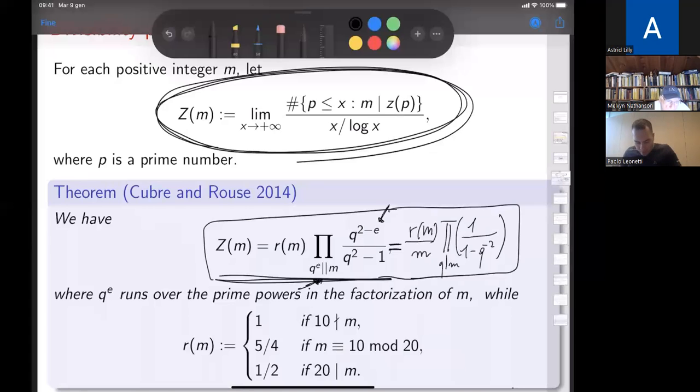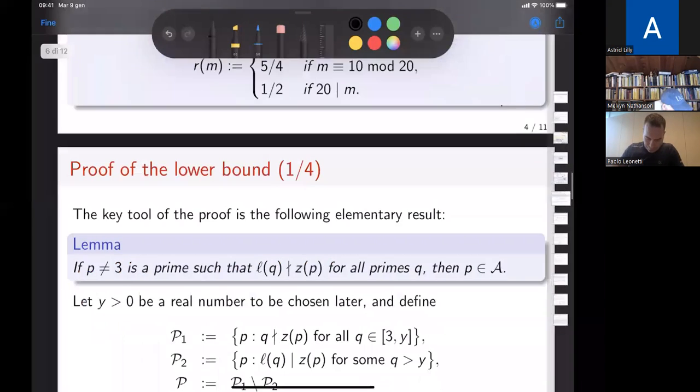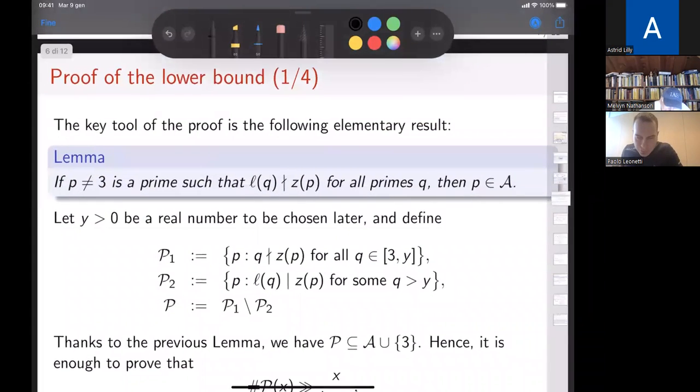Okay, so we are going to use this result. Now, the first part of the lower bound. To prove the lower bound, we are going to need this lemma here, which is a sufficient condition for a prime to belong to the set calligraphy K, to be written in the form greatest common divisor between n and f of n.